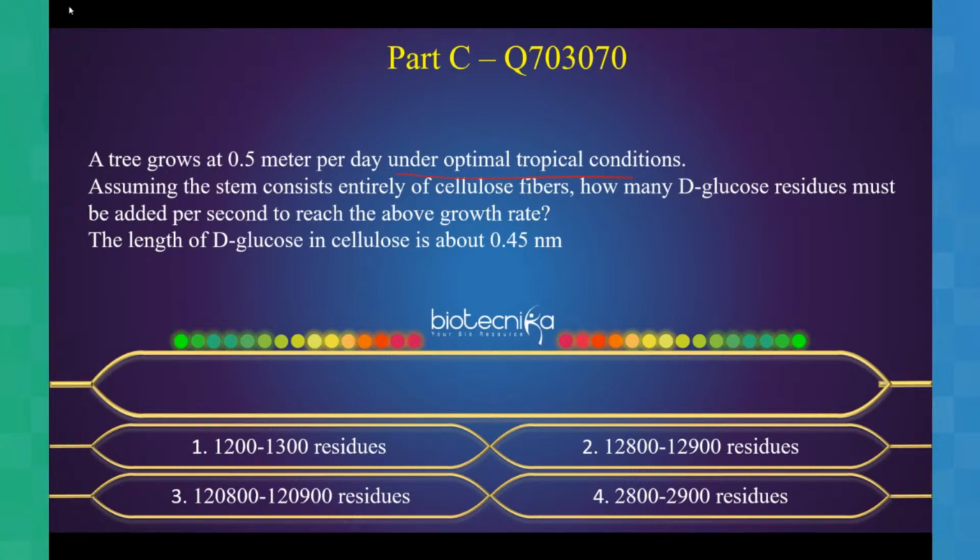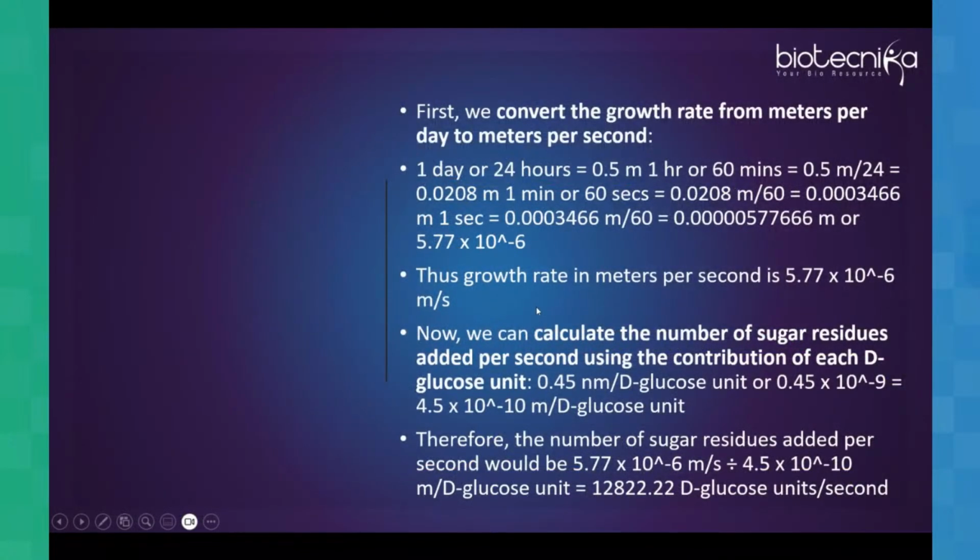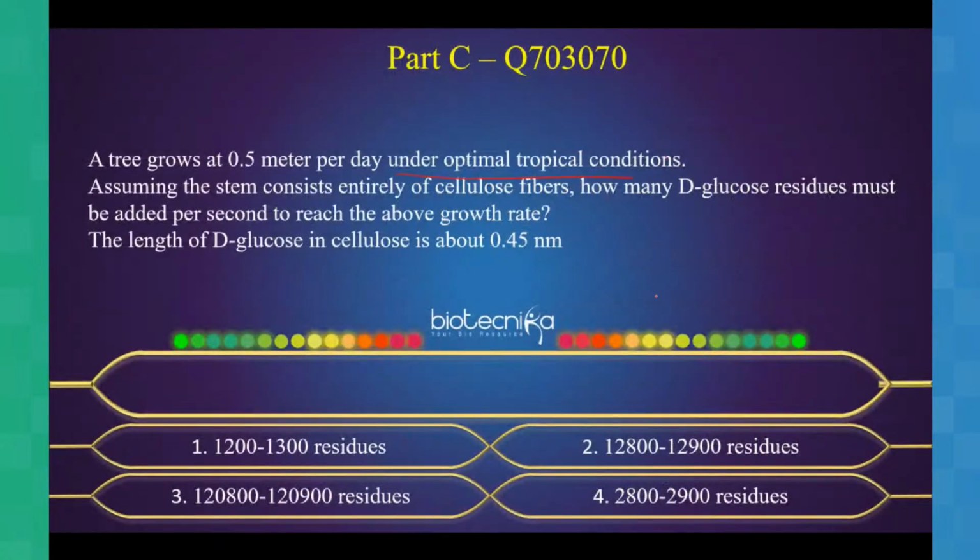Okay. So, as I said, you don't have to use any of your concepts here. First of all, you have to convert the growth rate from meters per day to meters per second. Why will we be doing that? Because they have said how many glucose residues are getting added per second. Okay, but here they have given the growth rate in meters per day. That's why we have to first convert into seconds.